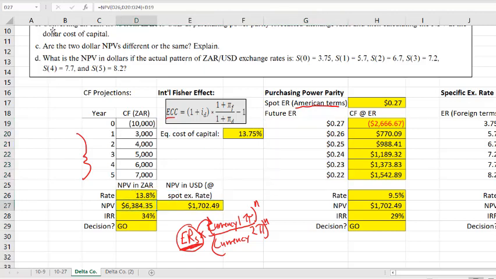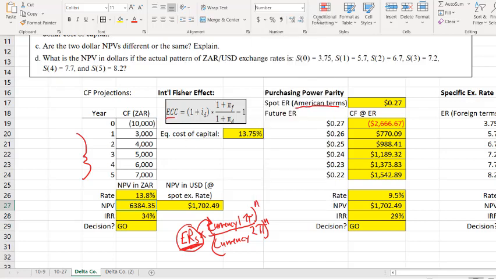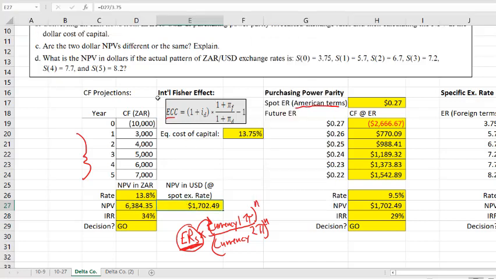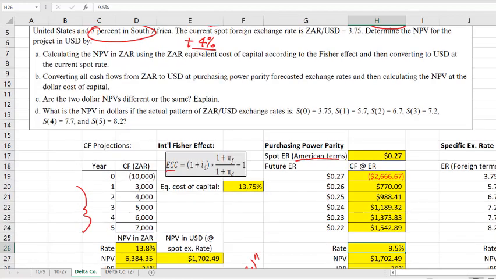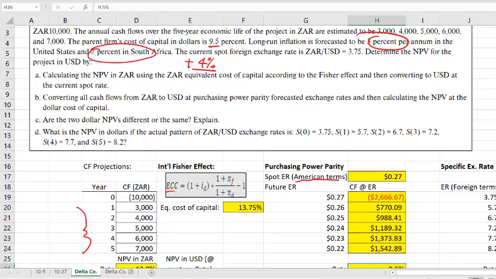Here we found the value in South African rand. By the way, that shouldn't have a dollar sign because that's not dollars. Okay, this one is though. So we did the present value of the project in the local currency, then we converted it to dollars. Here we use the purchasing power parity math to convert the exchange rate, and then we took the cash flows into dollars and then discounted them. We got the same results. Okay, kind of tedious math, but that's international finance: lots of tedious math.